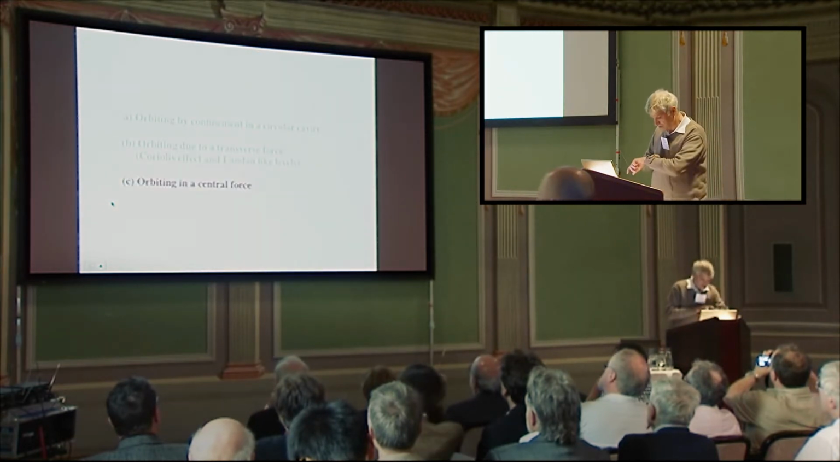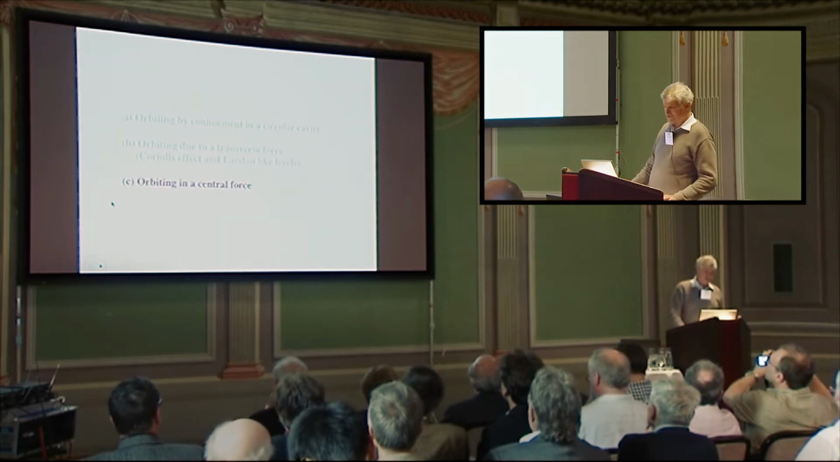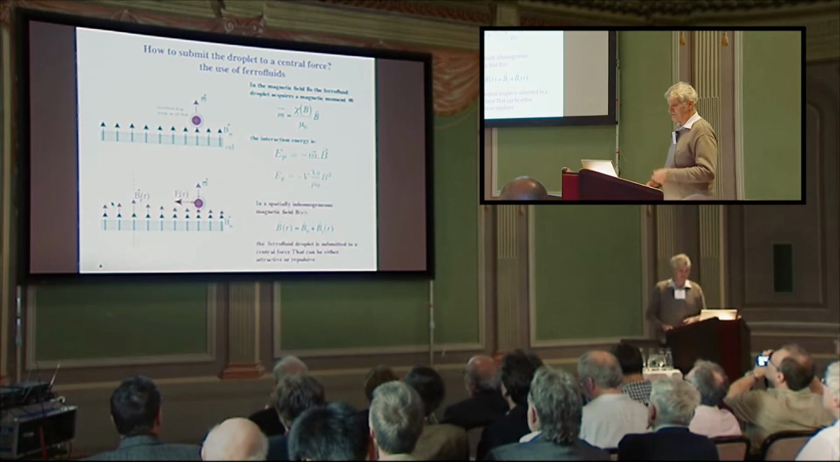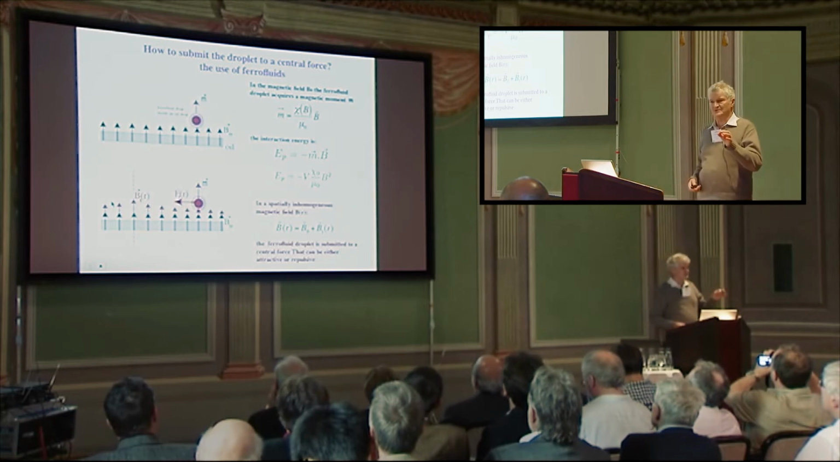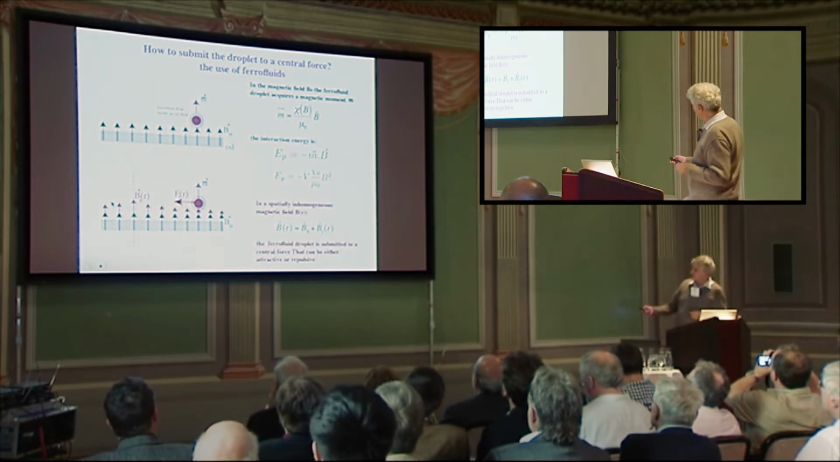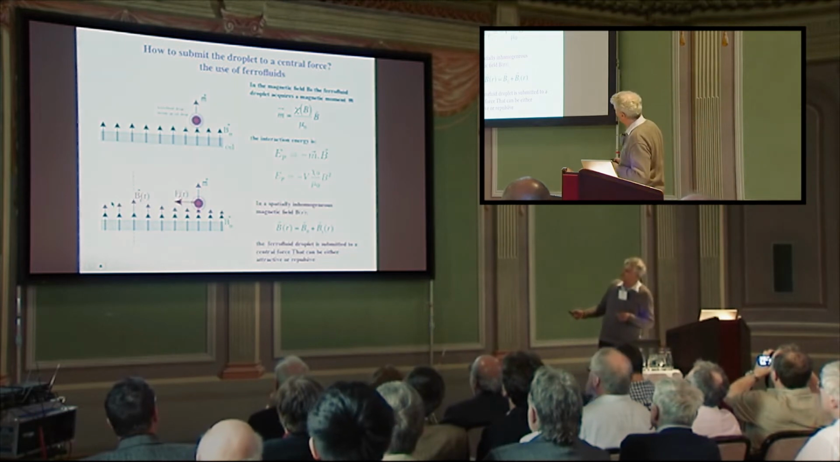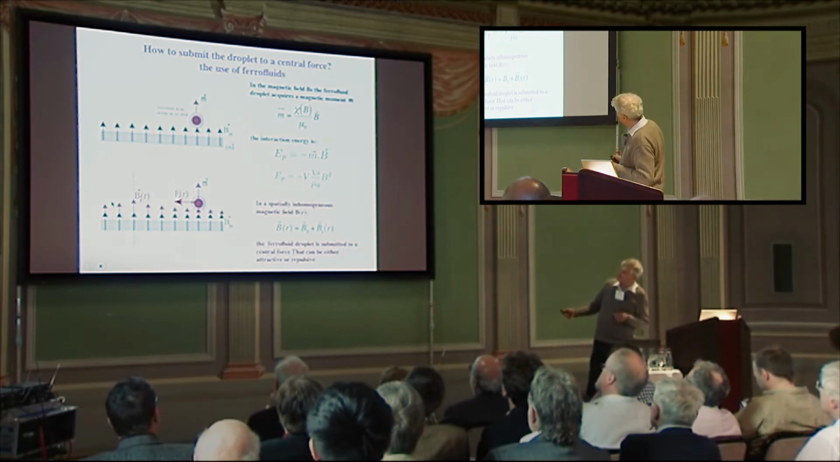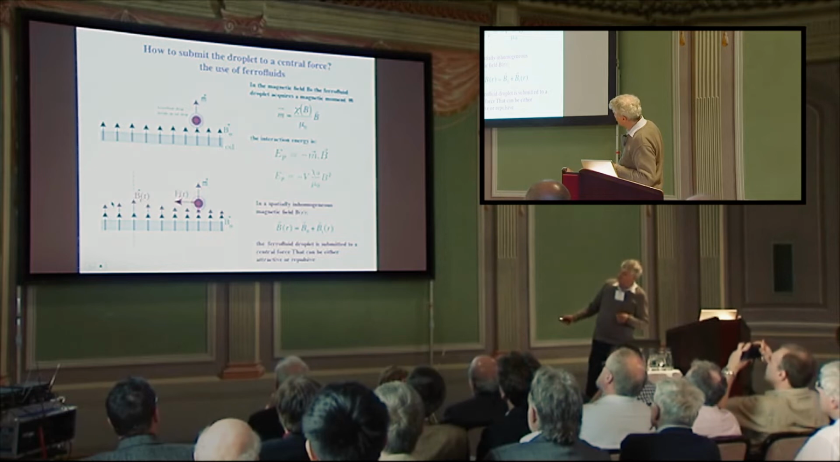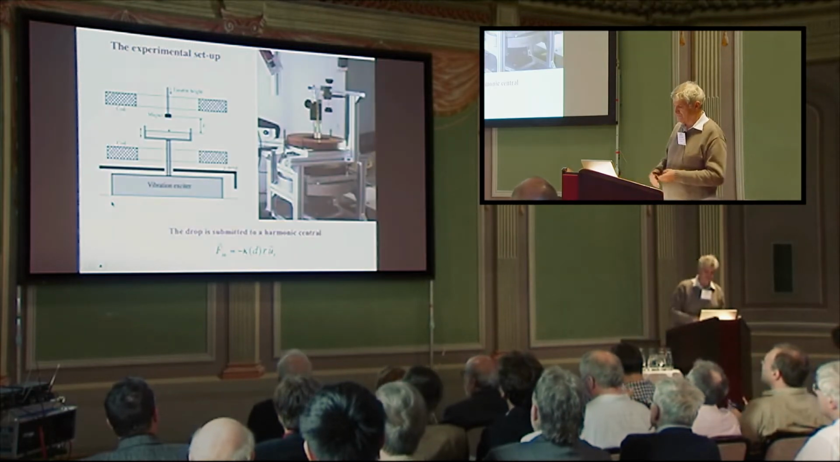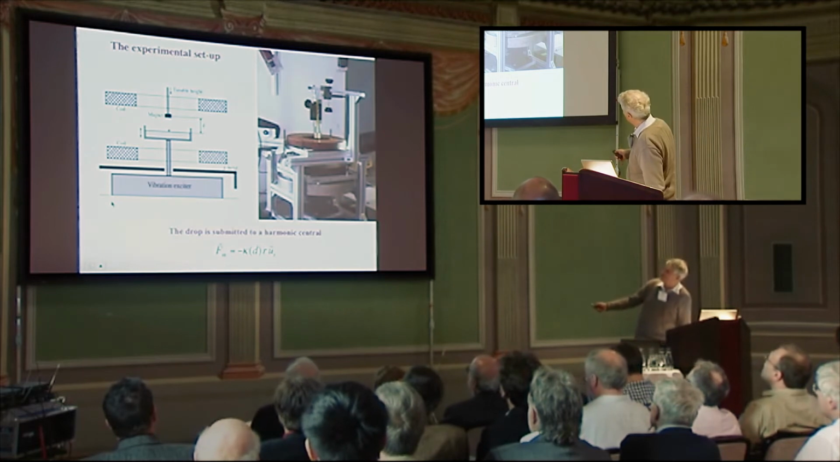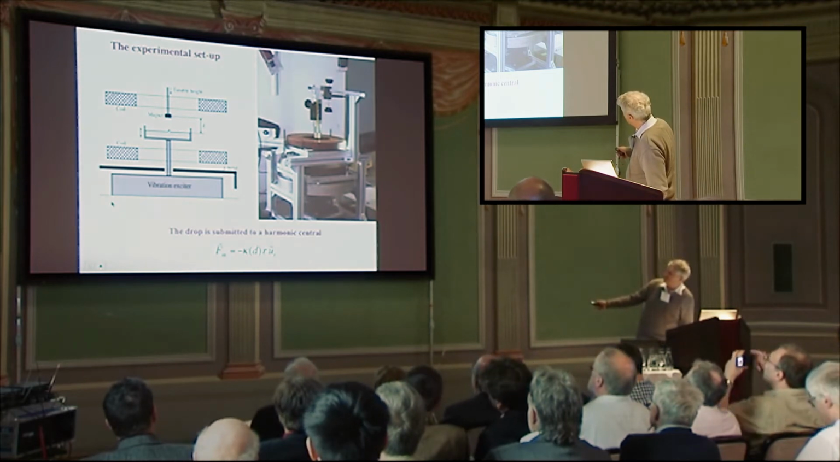So now I'm coming to the main part of my talk, which is the orbiting in the central force. The most generic situation, in a way, is to apply to the drop a central force. This is not so easy. You have to put in the drop a small drop of ferrofluid, and you magnetize this drop of ferrofluid by a constant magnetic field. So the drop becomes a small magnetic dipole. Then you create a small gradient of magnetic field so that the drop will be submitted to an attractive central force. This is a sketch of the setup, with the coils generating the global field, and the small magnets creating the gradient.